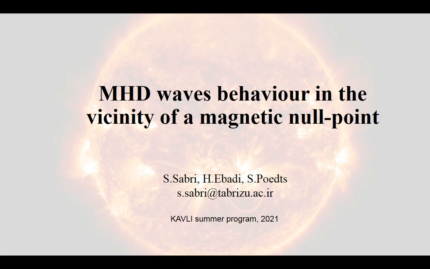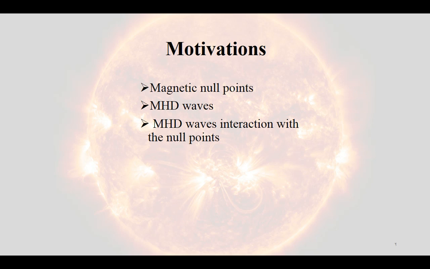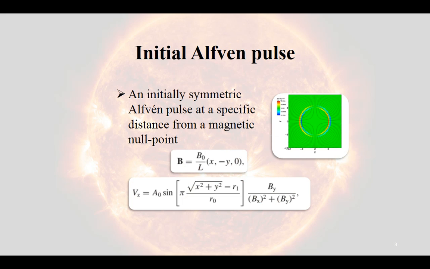I'm going to briefly talk about MHD wave behavior in the vicinity of a magnetic null point. Different observational studies have shown the presence of numerous magnetic null points in the solar atmosphere, and other observational works have illustrated MHD waves in the solar corona. MHD waves, through their propagation, inevitably interact with null points, and this interaction could provide insight on events such as magnetic reconnection, coronal heating, and solar wind. Therefore, it's worth studying the behavior of MHD waves around the null points.